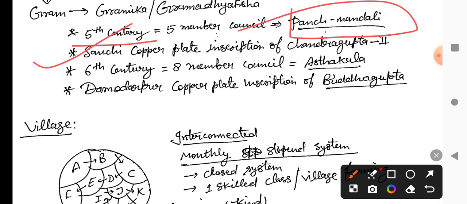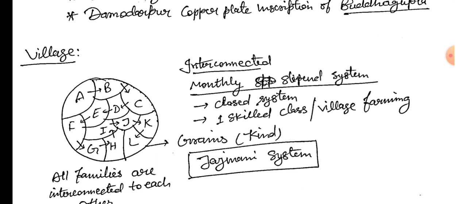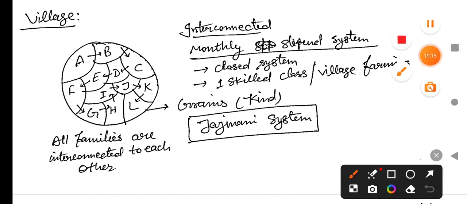In the 6th century, an 8-member council was there, known as Ashtakul. Ashtakul, the 8-member council, was mentioned in the Damodarpur copper plate inscription of Buddhagupta. So you need to remember these things.